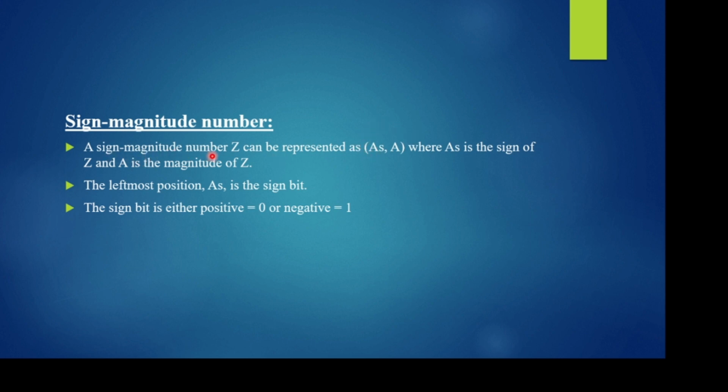A sign magnitude number Z can be represented as AS comma A, where AS is the sign of the sign magnitude number and A is the magnitude of that number. The leftmost position AS is the sign bit. If the value of AS is 0, the number will be a positive number, and if the value in AS is 1, the number will be a negative number. So A subscript S represents the sign bit of the number, and the complete value will be in the accumulator register.